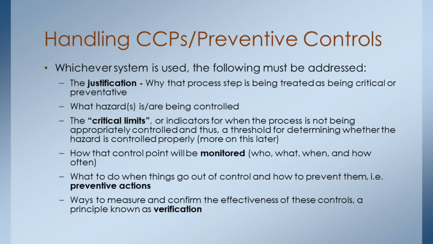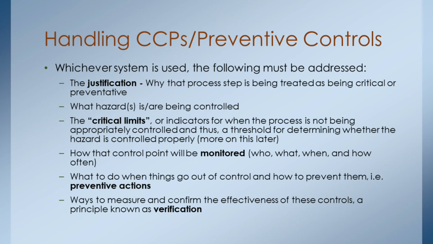Now, whatever CCPs or preventive controls you identified, you need to do something with them. It's not enough just to list them. You need to actually write them down and flesh them out. Here's how you do it. Basically, when you identify a CCP or a preventive control at a certain step, you need to give the reason, and that's called a justification.